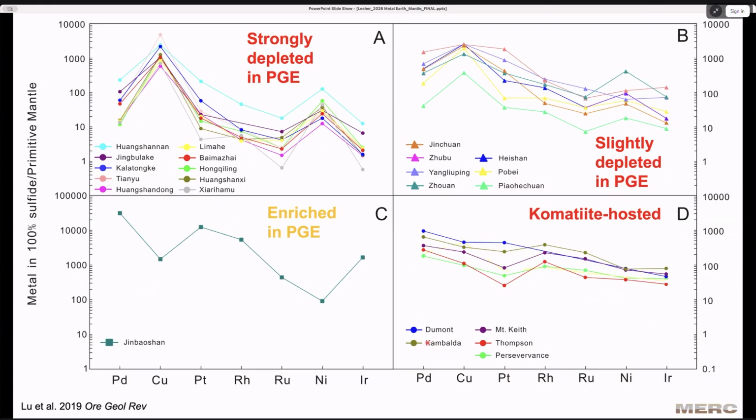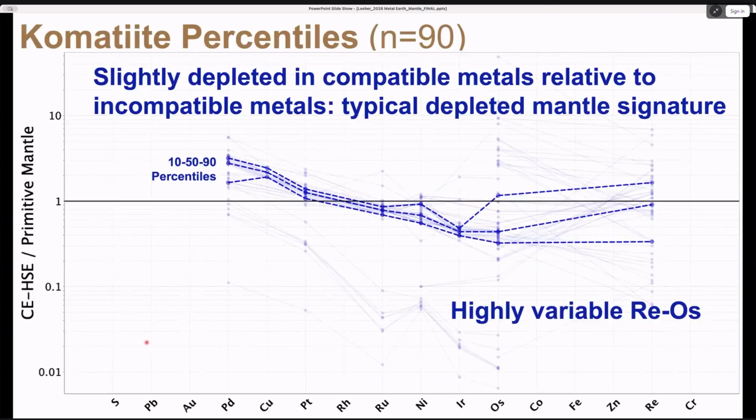Here, a couple more other than the ones I've showed. So Thompson's in there, Perseverance in Western Australia. I think Mount Keith was already on there. Dumont in Quebec. And there's some that are enriched in PGEs. That's basically a PGE deposit.